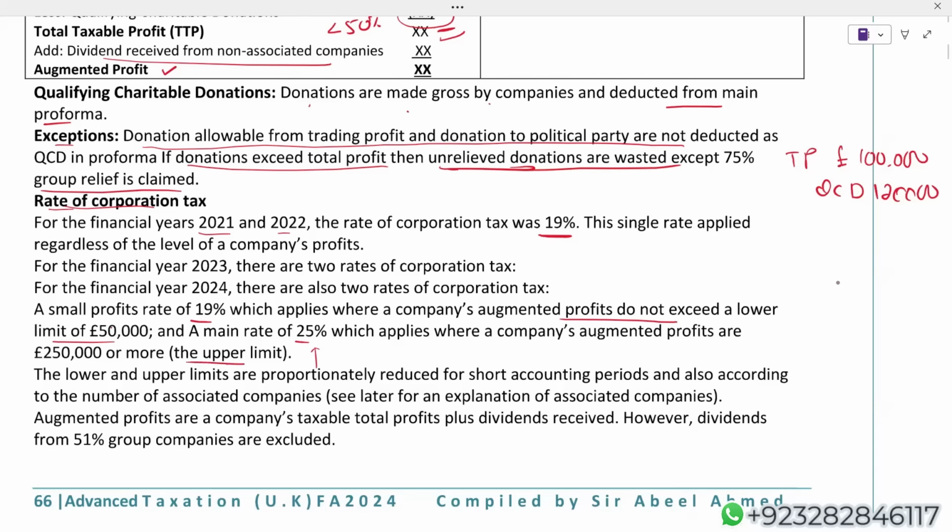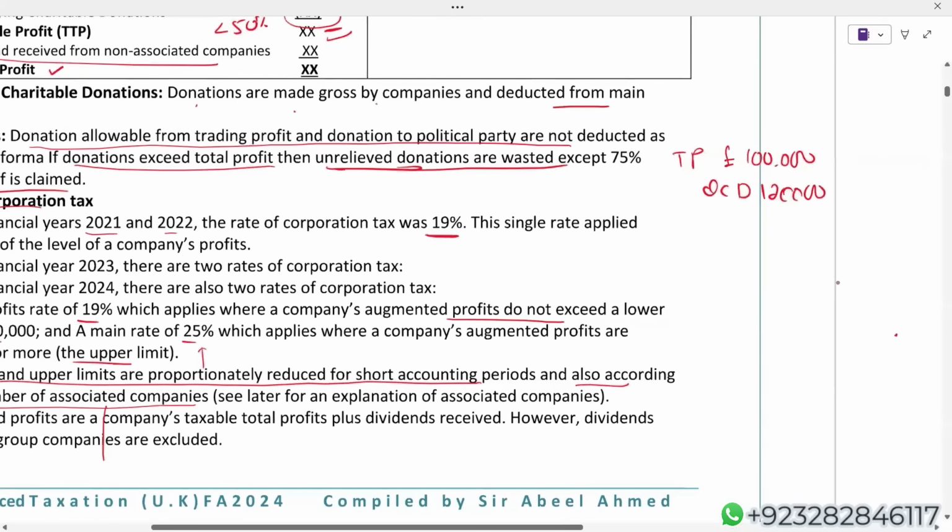upper limit. The lower and upper limits are proportionately reduced for a short accounting period. For example, if your accounting period is 6 months, then the 50,000 and 250,000 will be prorated by simply multiplying by 6 over 12. And also, according to the number of associated companies. Associated companies means where you have holding of more than 50%, let's say 51% and more. So in the case of associated companies, these limits are also prorated.